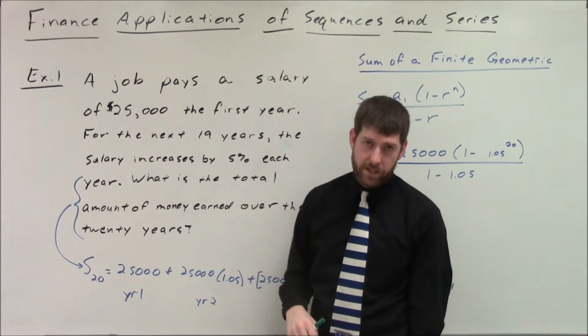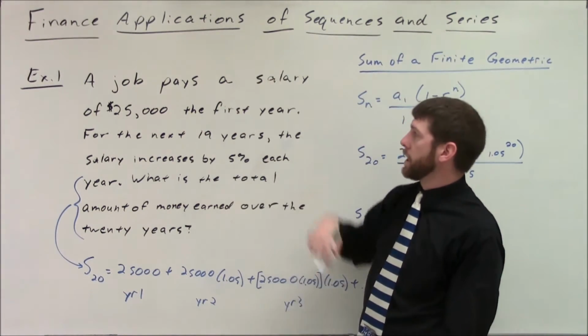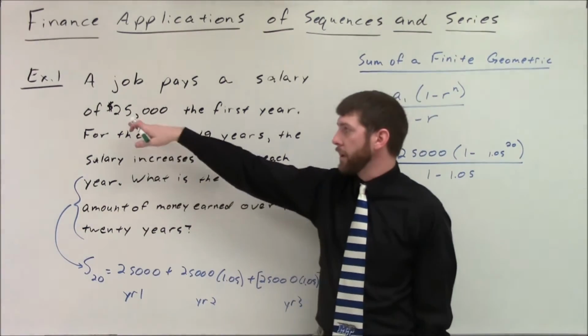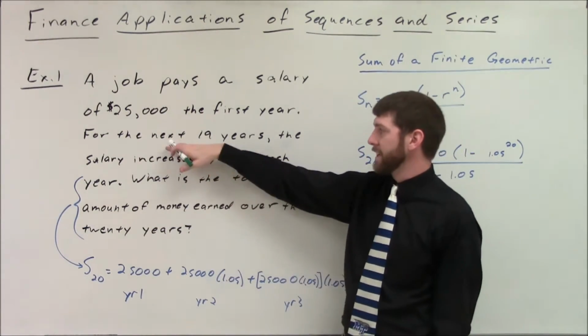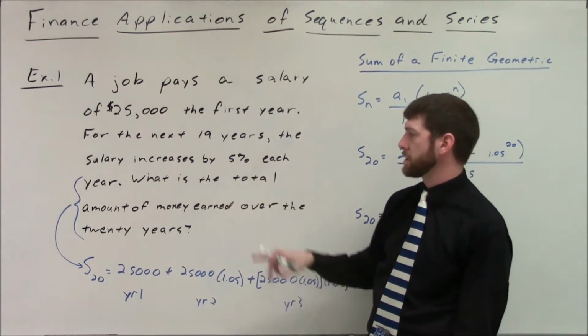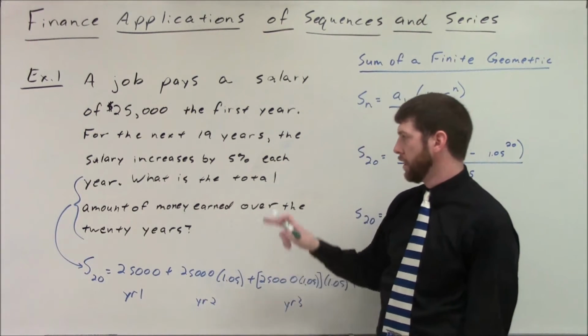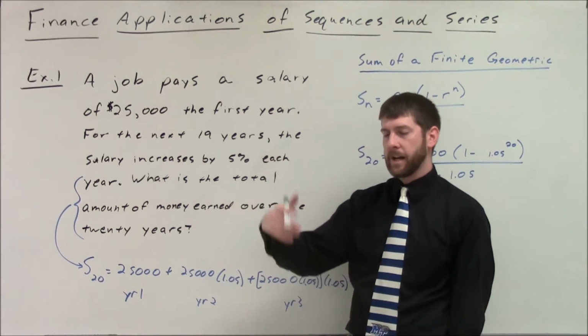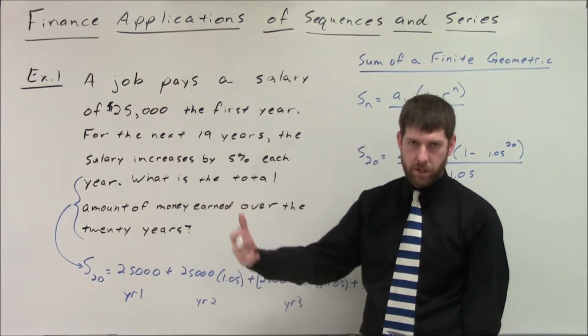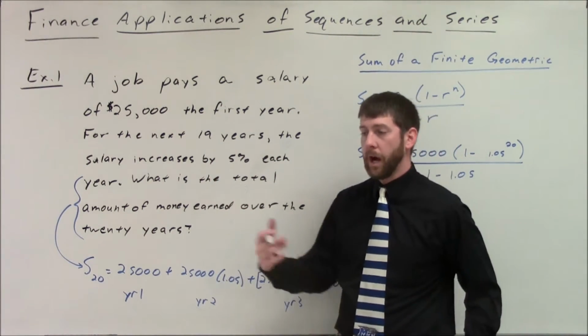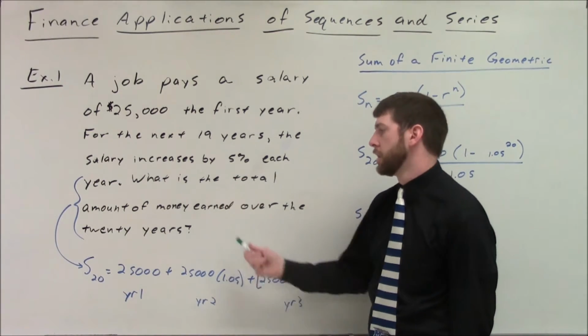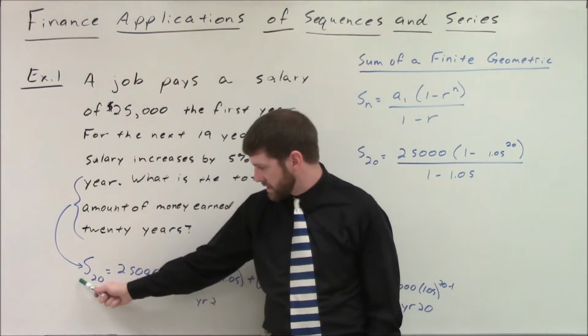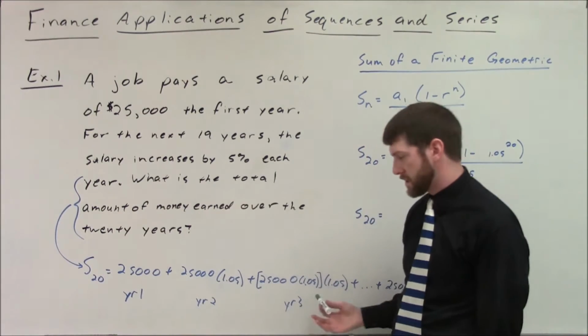So in this first example, it says we have a job that pays a salary of $25,000 the first year. For the next 19 years, the salary increases by 5% each year. What's the total amount of money earned over the 20 years? So we're saying if we added up the salary for this specific job every single year, what would we have? How much would we have earned after 20 years? So the question is really saying, what's the sum of 20 years of this specific sequence?